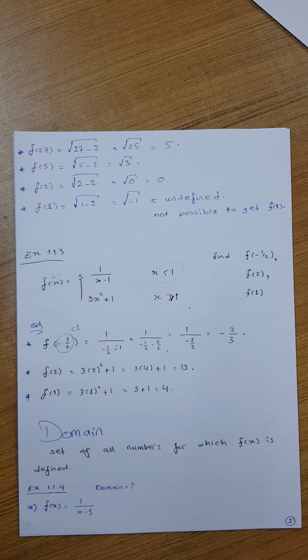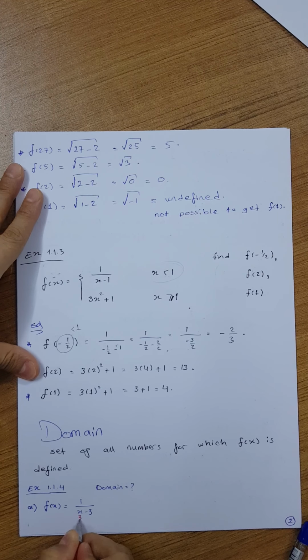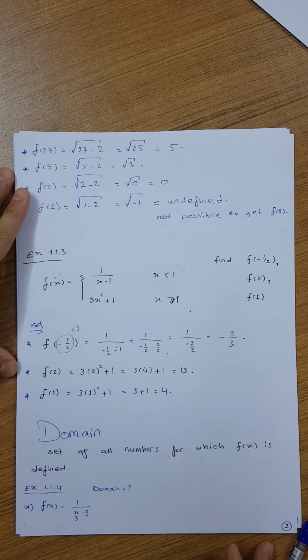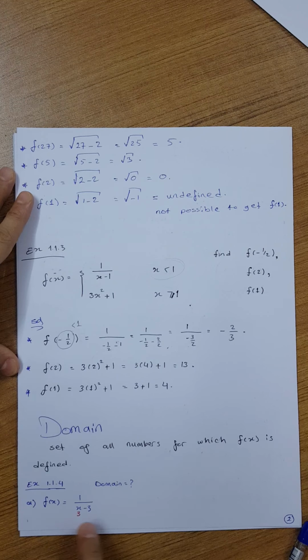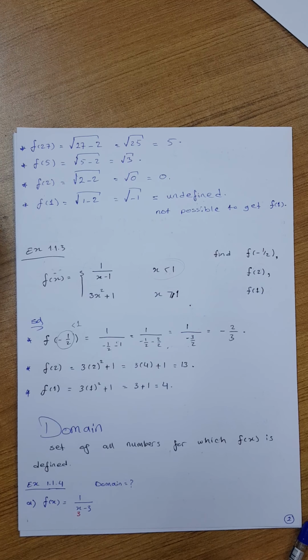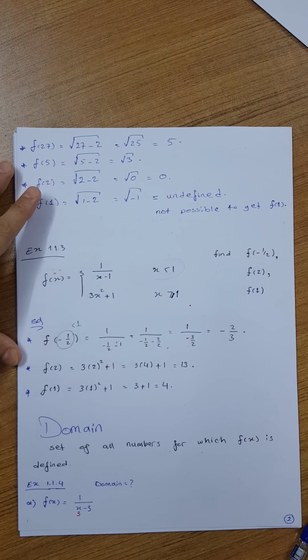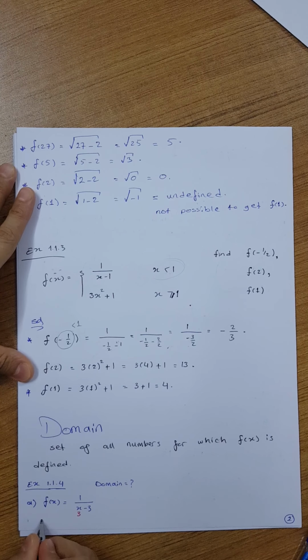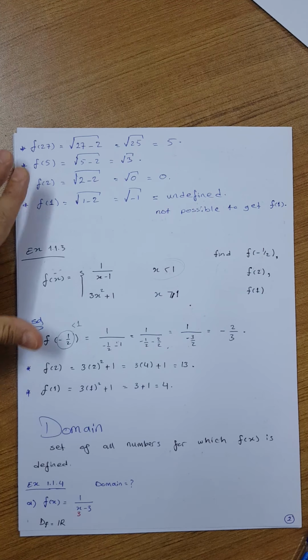What is the only number that is making a problem for me? If I input 3 instead of that x. Why is 3 making a problem for me? Because it becomes 3 minus 3. 3 minus 3 is equal to what? Is equal to 0. If I get 0 in the denominator, is that possible? No, it's not possible. It's something undefined. So the domain of the function is equal to the set of all real numbers.